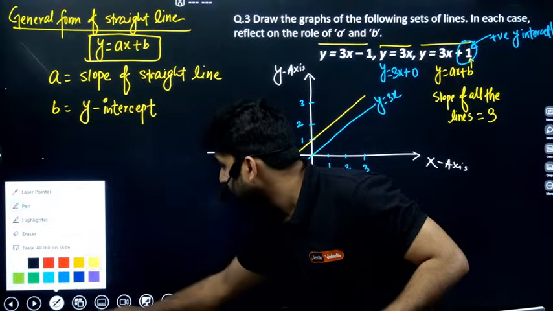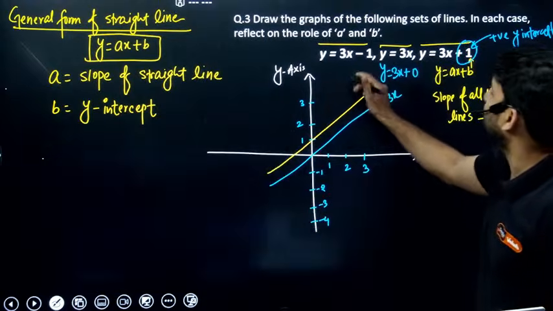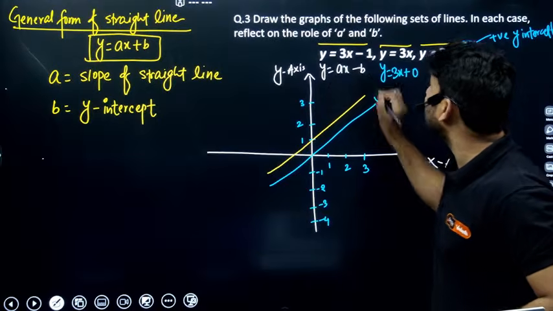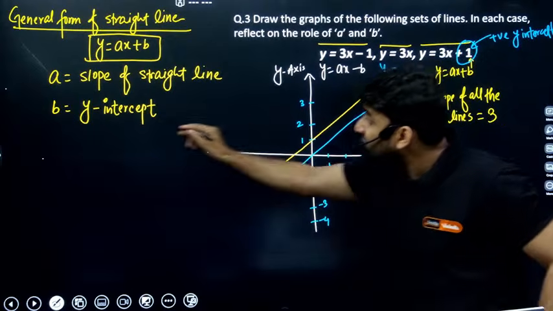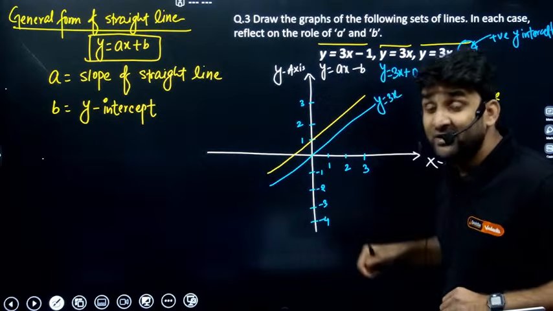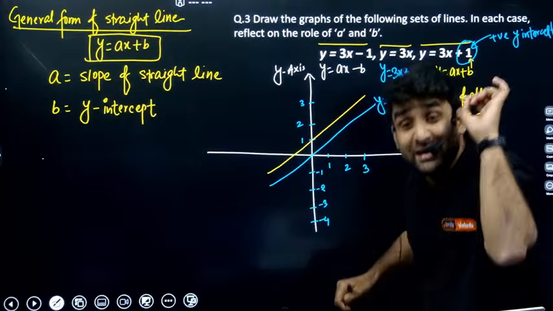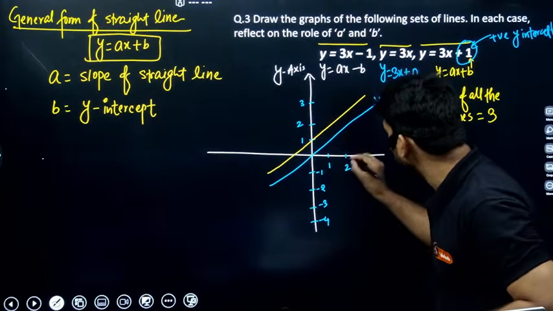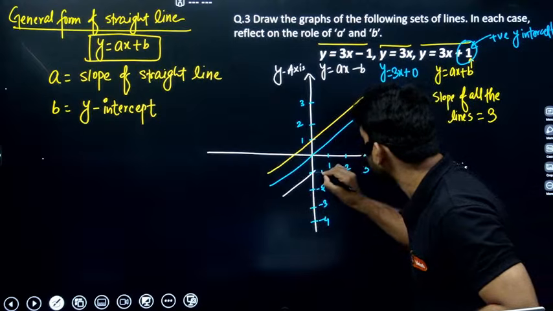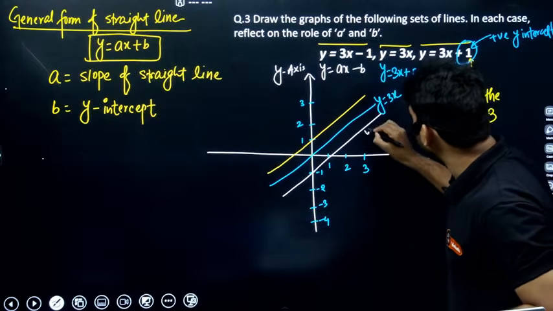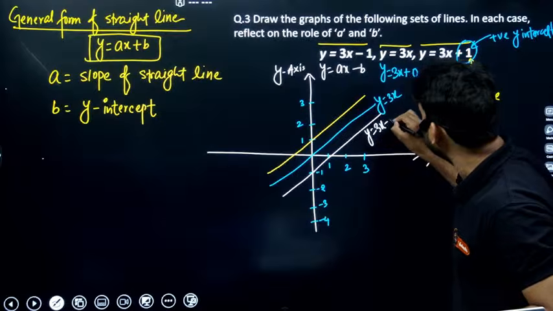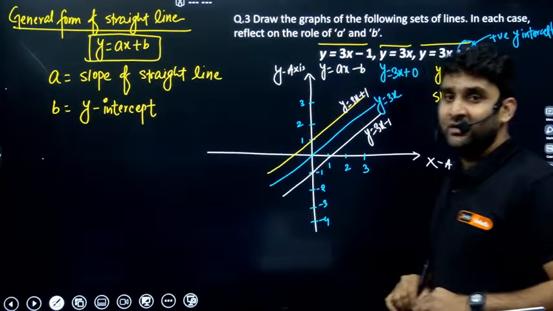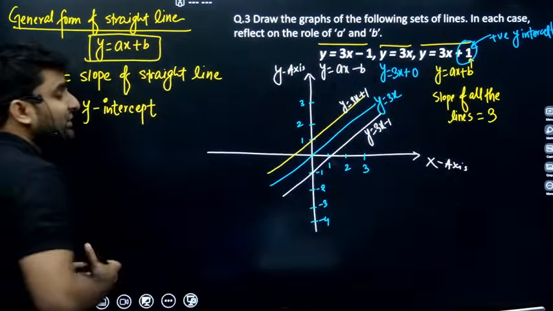Now I'm using green color for the first one. Y is equal to ax minus b, guys. Minus b, and b is the y-intercept, so it should be passing through negative 1 on the y-axis, and negative 1 is here. So the line will look like this. So this is y is equal to 3x minus 1, and this is y is equal to 3x plus 1. This is the beauty of linear equations, guys.